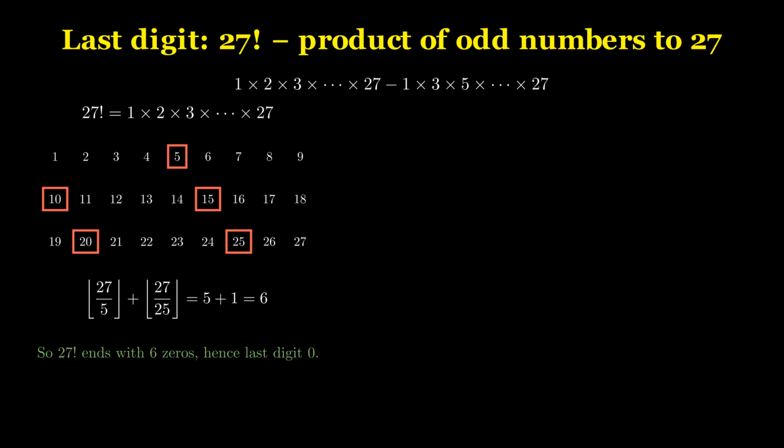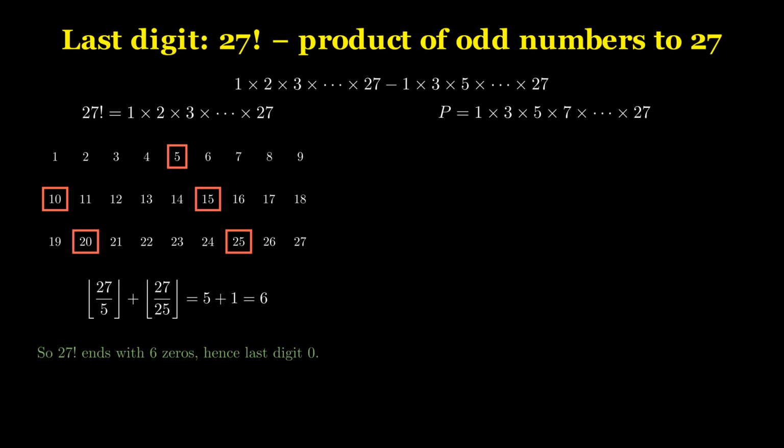There are many more factors of 2. So there are at least 6 tens in 27 factorial, meaning 27 factorial ends with 6 zeros. In particular, the last digit of 27 factorial is 0.